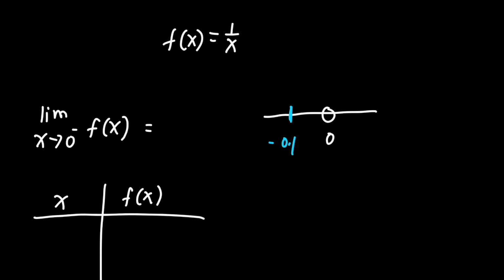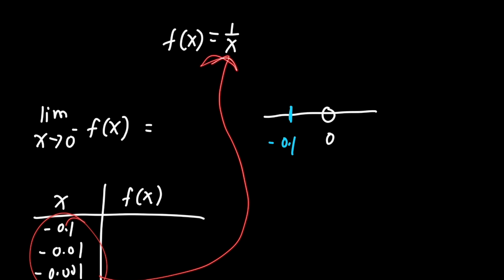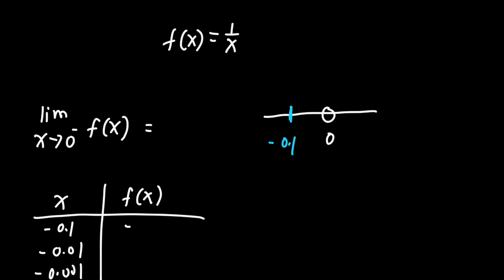Here's the function. And the first value will be negative 0.1. Next will be negative 0.01. It's getting smaller and smaller. And then negative 0.001. You can continue if you want. The f of x, you can figure that out by replacing the x with the corresponding value and plugging those values back into 1 over x. Just use the calculator to figure that out. So in this case, it will be negative 10, negative 100, and negative 1000.